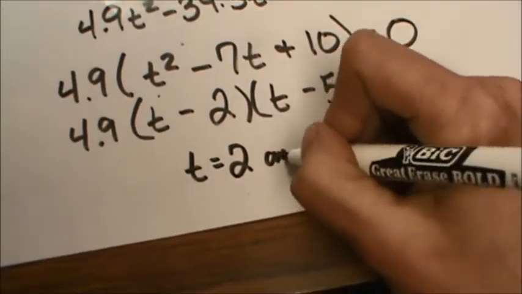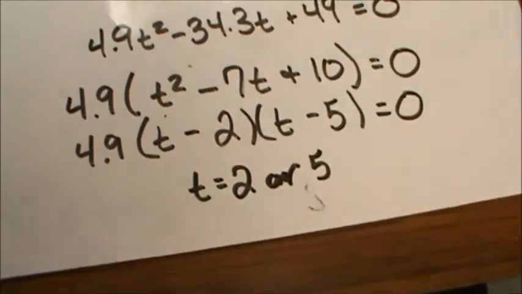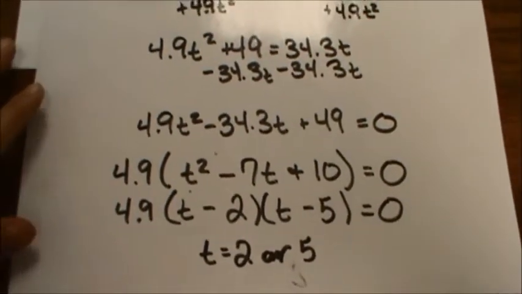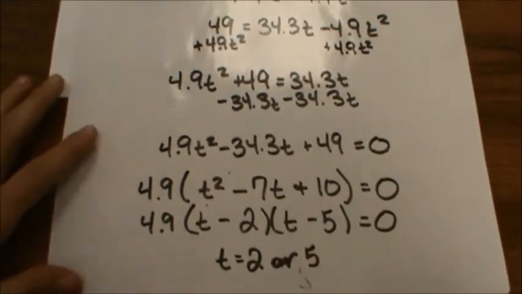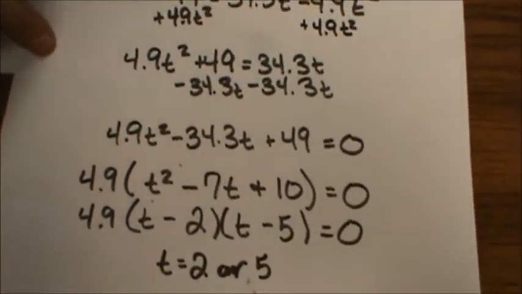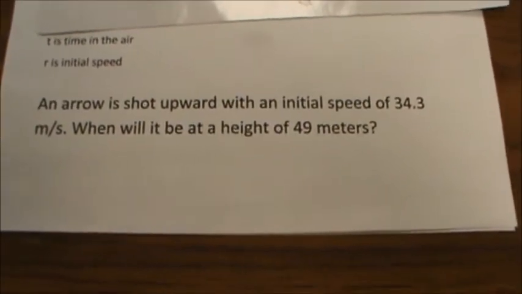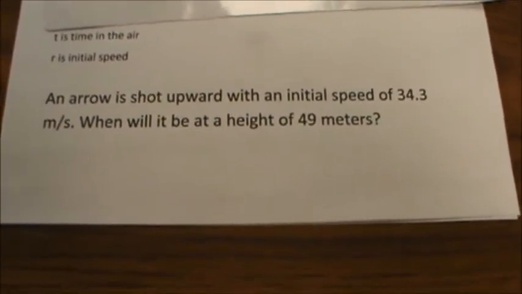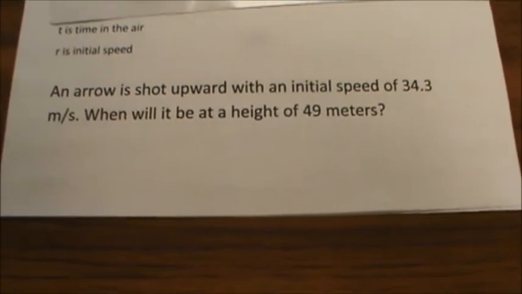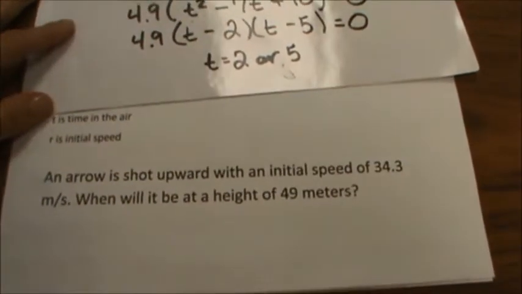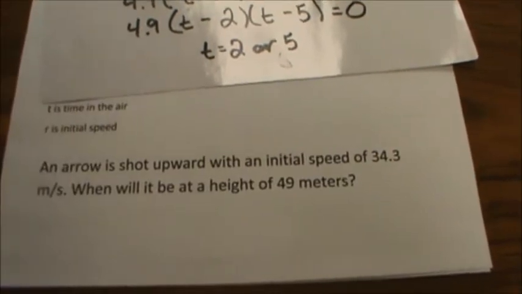So my solutions to this problem, t equals 2 or 5. So let's go back to the original problem and make sure that these two answers make sense. My answers of 2 and 5. An arrow is being shot upward with an initial speed of 34.3 meters per second. When will it be at the height of 49 meters? So we would say that it's at the height of 49 meters after 2 seconds and after 5 seconds.